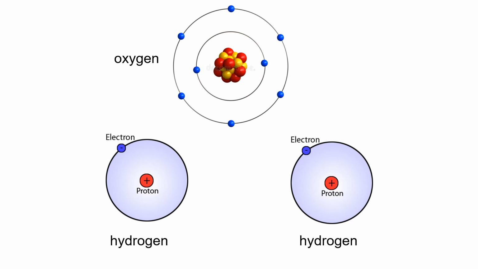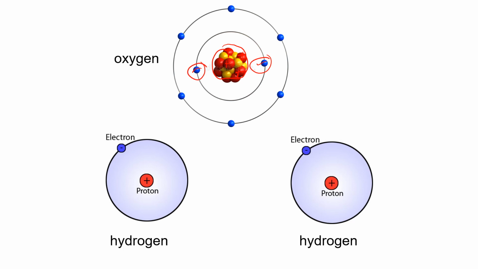So what we have here is an oxygen atom and two hydrogen atoms. If we look at an oxygen atom, just like all atoms, it's going to have the same number of protons as it does electrons. So if you look here in the nucleus, there are going to be 8 protons, which have positive charges. And in the shells, there are also going to be 8 electrons, which have negative charges.